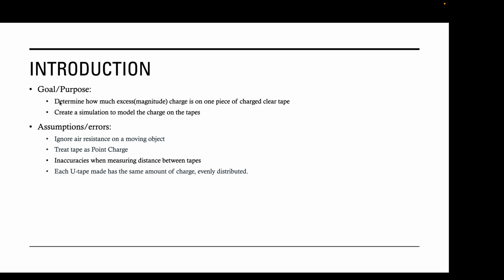Here for the introduction, the goal/purpose is to determine how much excess charge is on one piece of clear tape and to create a simulation to model the charge on the tapes. The assumptions are to ignore air resistance on the moving object, to treat the tape as a point charge, and that each tape made has the same amount of charge and is evenly distributed. Some errors that may occur are some inaccuracies when measuring the distance between the tapes.